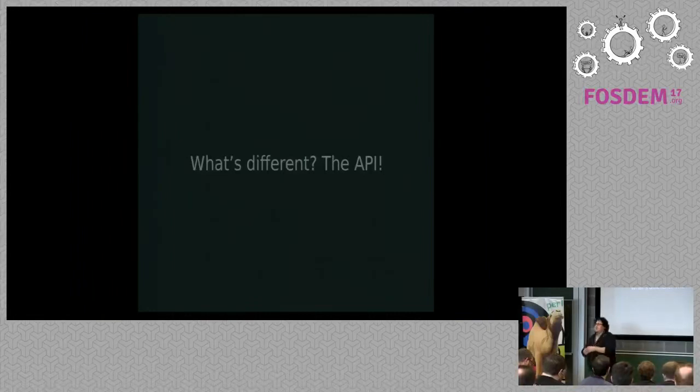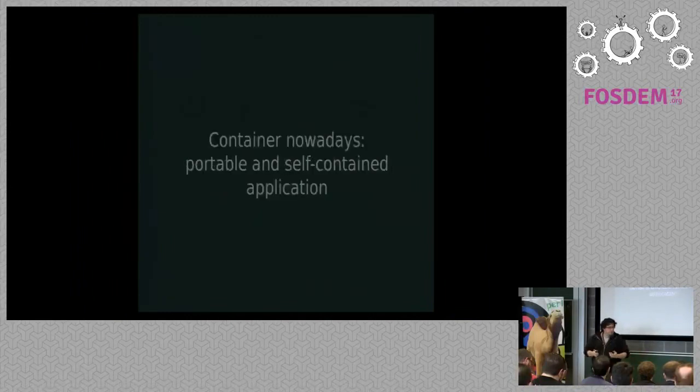So what's different, again, is the API. So Docker gives you an API to integrate it with other stuff. So if we redefine what a container is nowadays, of course, it's an application, it's self-contained. That's kind of the definition of a container. But the most important part is it's portable.